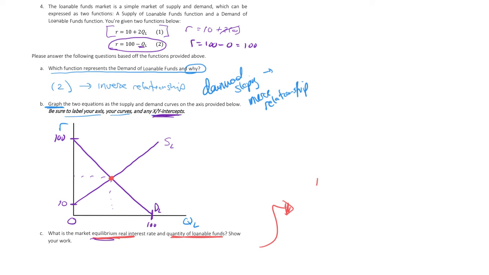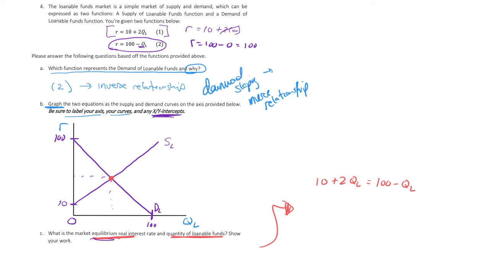So I'm just going to take both of these equations. 10 plus 2QL equals 100 minus QL. And some of the most watched videos on this page are finding equilibrium, so you can go check those out as well if you're having any troubles.